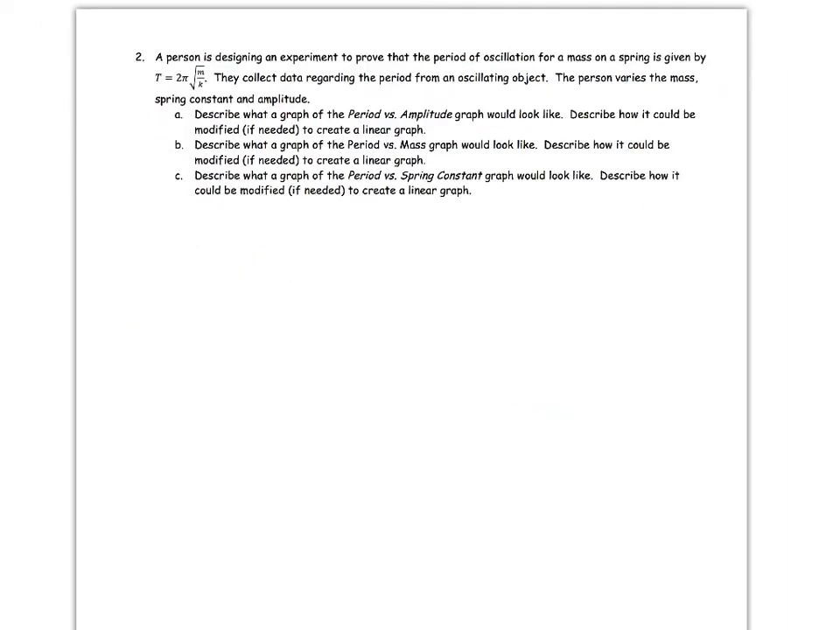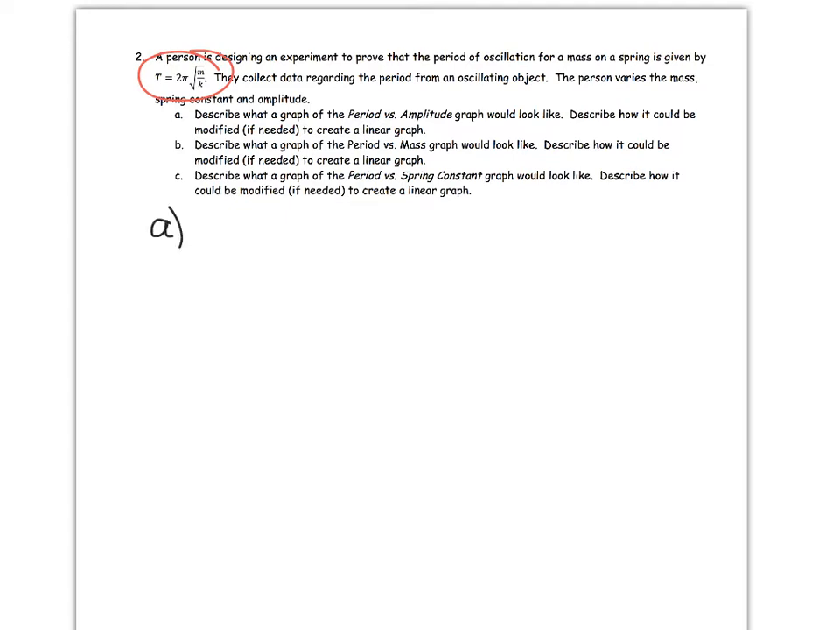Alright, so for this next one, we have a person designing an experiment to prove the relationship, or the equation, for a mass oscillating on a spring given by this equation here that we've been using. They're going to collect data regarding the period for an oscillating object and vary a bunch of things and ultimately create some graphs. We want to know what these graphs would look like.